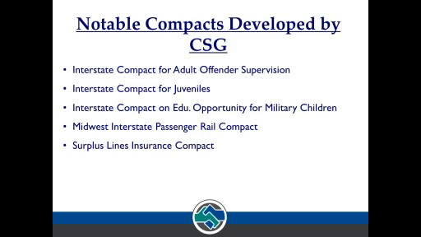Here are several compacts that embody some of the characteristics that we've already discussed, and I've mentioned at least 3 of them already, and I'll just direct your attention to that list. CSG has a comprehensive list of all of the compacts that are in existence today, and you can obtain those from the National Center if you want more information about them. Next slide.